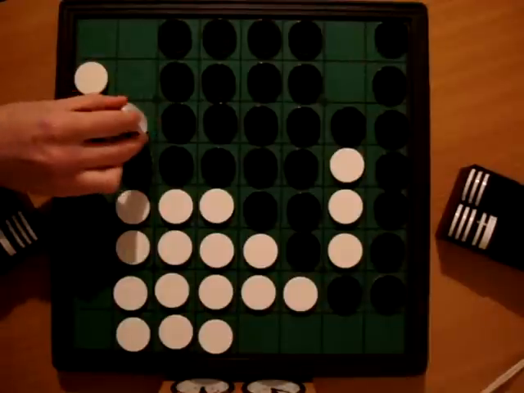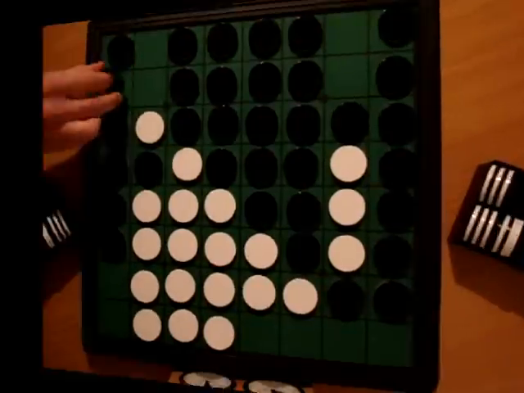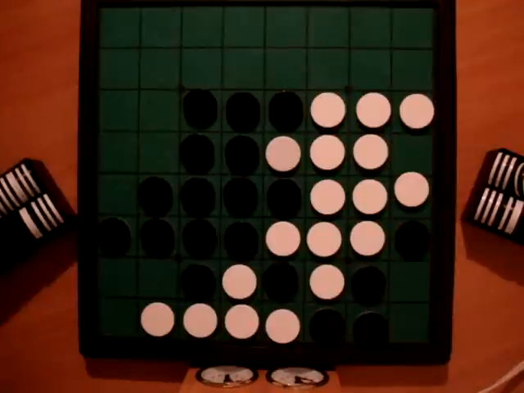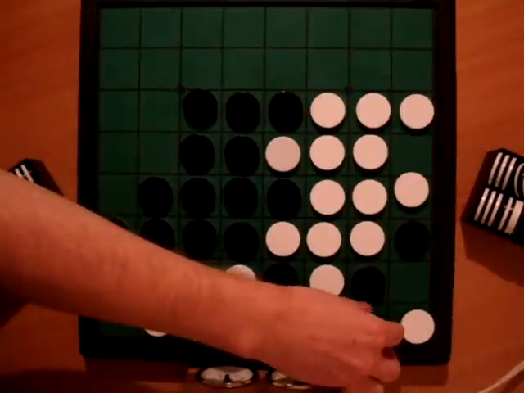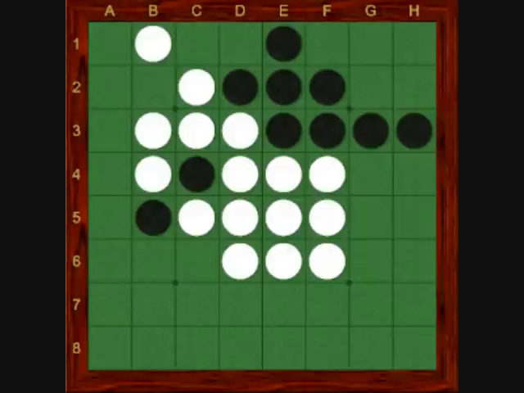So if we want to take a corner for ourselves, it would stand to reason that we want to avoid giving them away as well. There are certain positions on edges that are best to avoid, which mostly involves C-squares. So here's an example. White decides to play the C-square B1. What this allows black to do is attack the corner by playing C1.